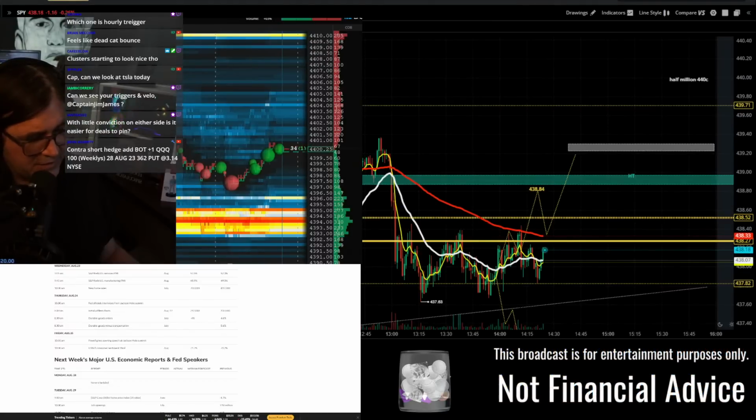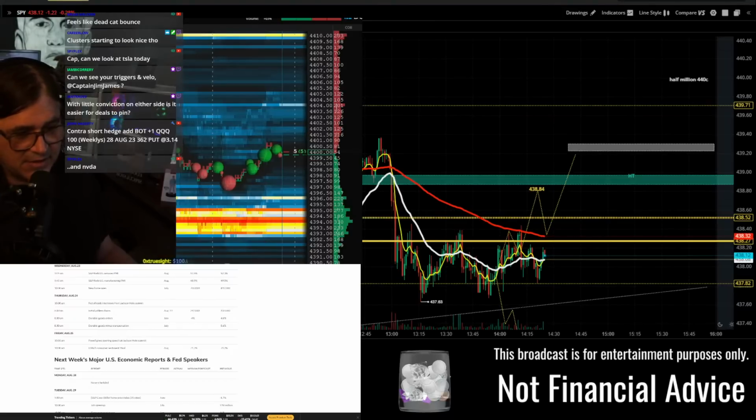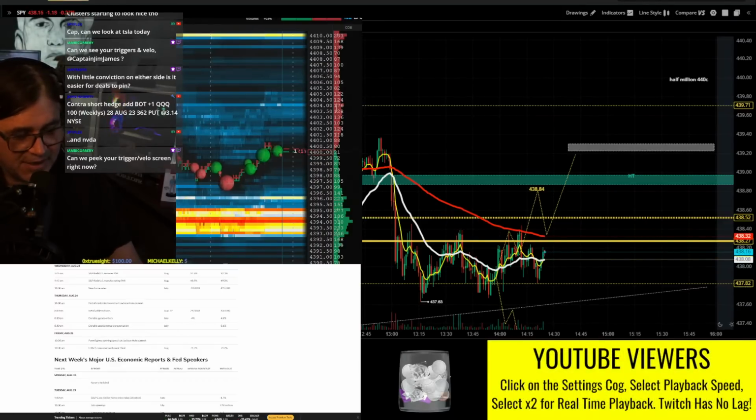With little conviction on either side, is it easier for dealers to pin? No, I've got conviction. My conviction is to the downside, not the upside here. Conviction right now is to the downside. Ultimately, we lead a path lower here. I've got conviction. Bearish into Friday. Unless you get above the hourly trigger and test it and hold it, bearish. 100% conviction on that.